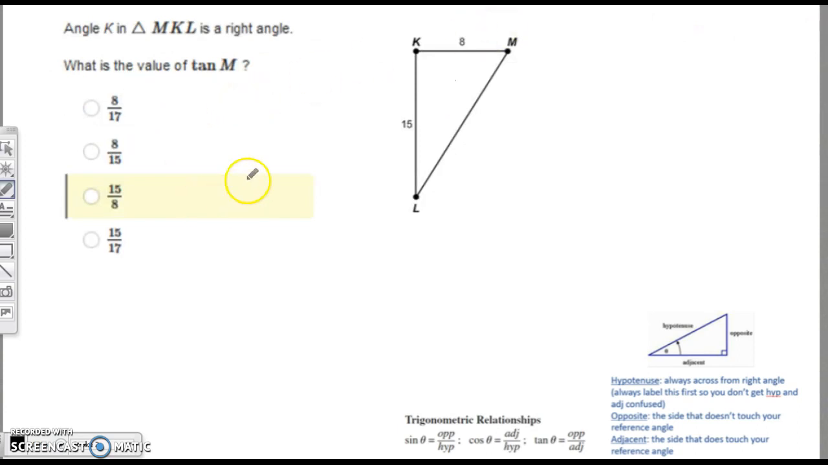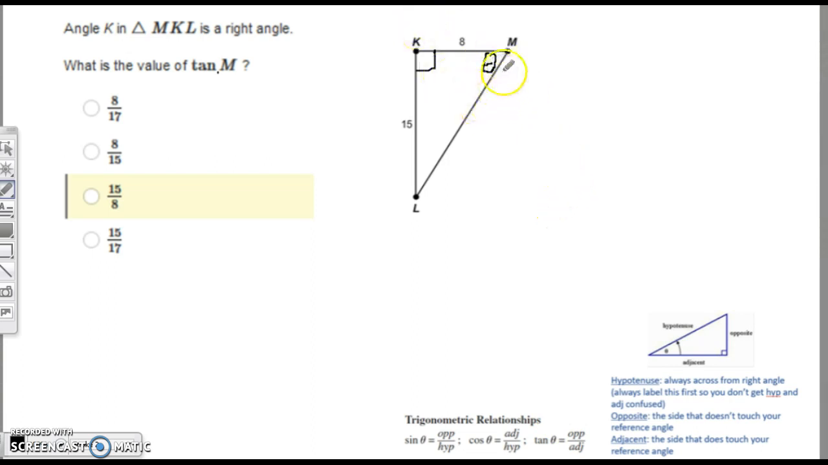All right, in triangle MKL, angle K is a right angle. I'm going to go ahead and label that as a right angle. What is the value of tangent of M? Okay, so M is our reference angle. Notice down here it says tangent of theta. Theta represents your angle. So in this case, I need to go and put theta right here at M.